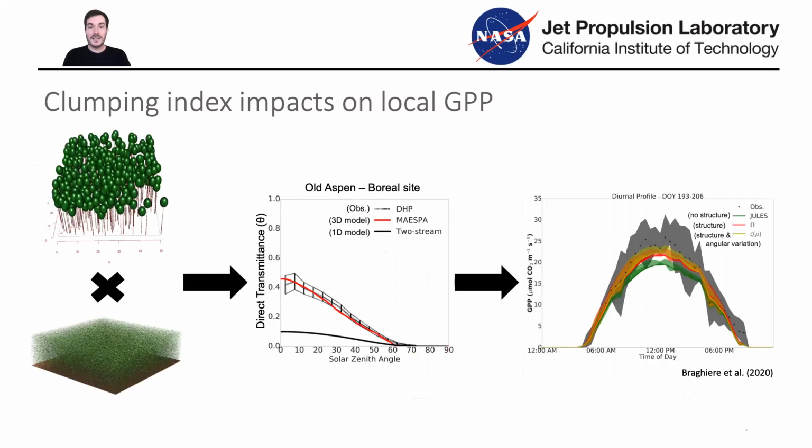And this parameterization scheme has been tested with local gross primary productivity. So in this exercise here, we use direct transmittance from digital hemispherical photographs and from accurate 3D modeling to derive a clumping index. And when we apply this clumping index in a land surface model of an Earth system model, in this case JULES, we can see that we improve the agreement between model GPP and observed GPP from flux tower data.